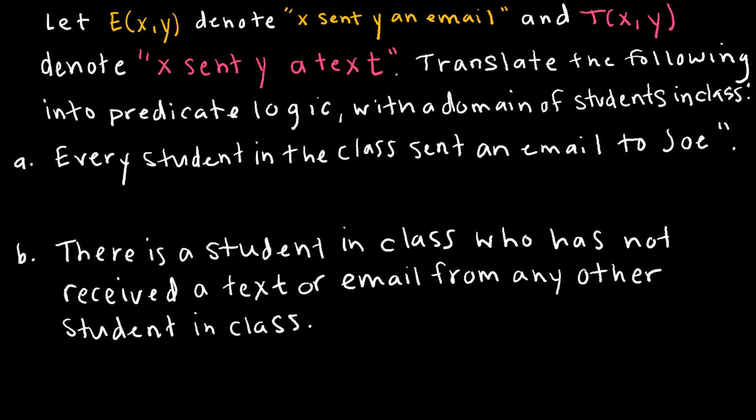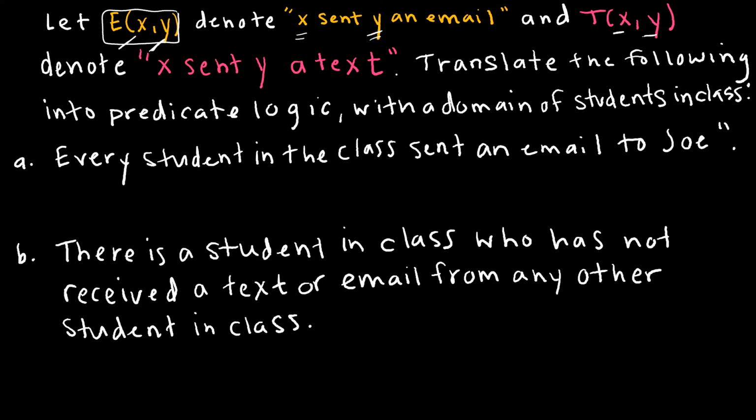Looking at this example, things are just a little bit different, in that I've already given you the predicates. I've already told you E(x,y) denotes x sent y an email, and T(x,y) denotes x sent y a text. Before we go on, I want to point out something that might be a stumbling block. Here, I've written E(x,y), and that just means whatever I put first is the person who's sending the email, and whatever I put second is the person who is receiving the email. Same here, T(x,y): x is the sender, y is the receiver.